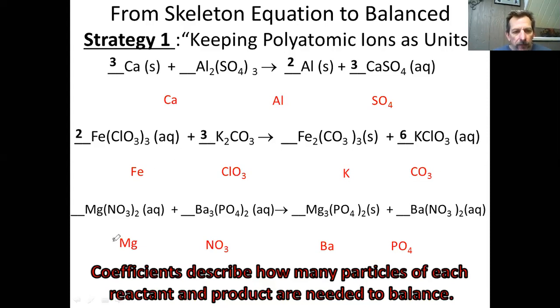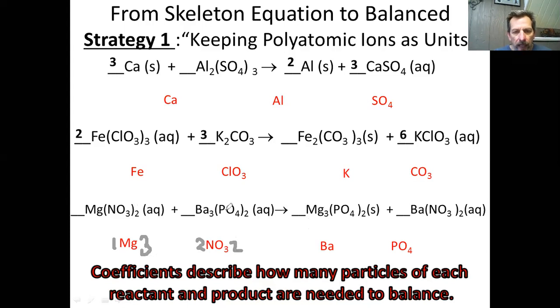Mg on the left side, there's 1. On the right side over here, there are 3. So our inventory shows magnesium's not balanced. NO3 on the left side shows that there are 2 of them because it's in parentheses. On the right side, it also shows 2. So our nitrate is balanced.